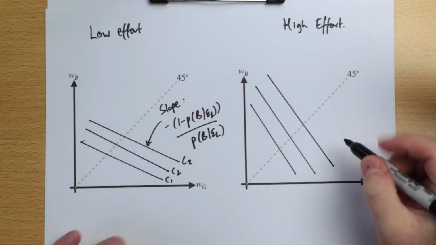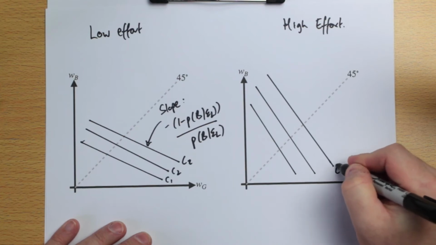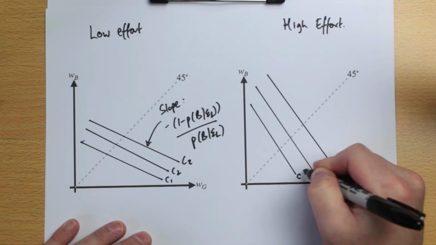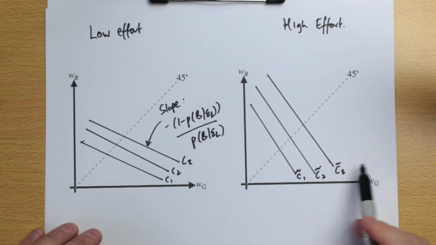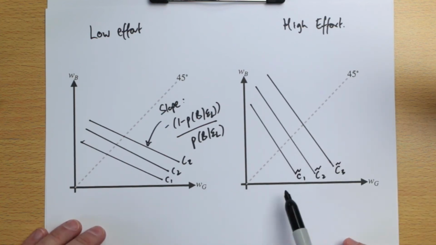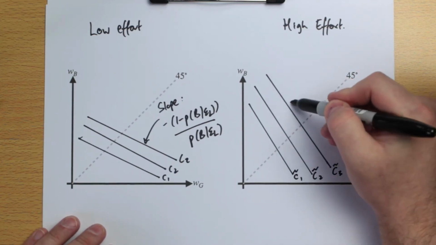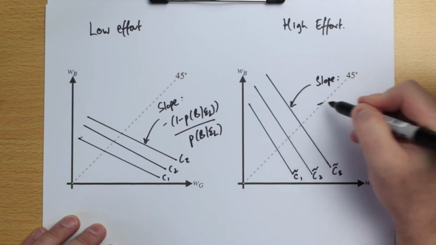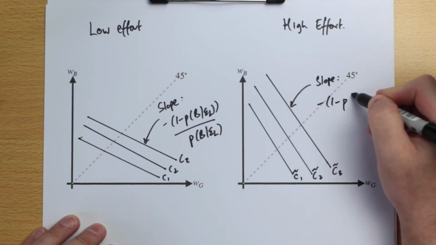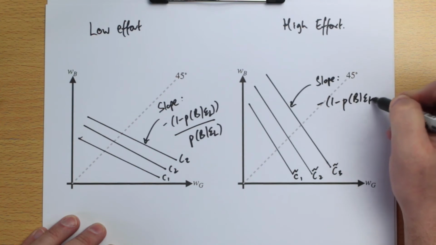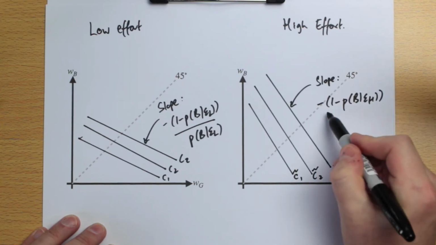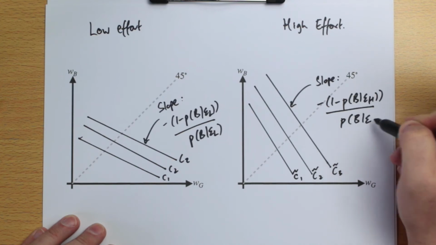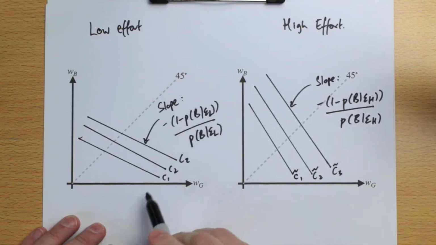Okay, so these would be, let's put C squiggle 3, C squiggle 2. So different isocosts for assuming a high level of effort, and the slope in this case is going to be based on the probability of the bad state conditional on high effort. Okay? So these are steeper than these.